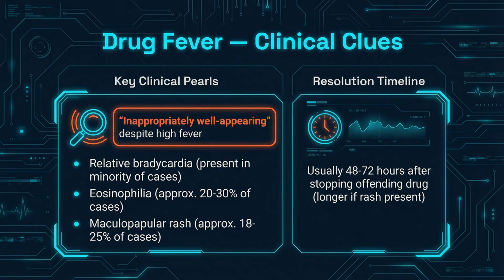How do we recognize drug fever at the bedside? A classic teaching pearl is the inappropriately well-appearing patient who looks remarkably good despite a high fever. Look for relative bradycardia, though it is present in only a minority of cases. You may see eosinophilia in approximately 20 to 30% of cases, so its absence does not rule out the diagnosis. A rash is present in roughly 18 to 25% of cases. If you stop the offending drug, the fever usually resolves within 48 to 72 hours. However, resolution takes longer if a rash is present.